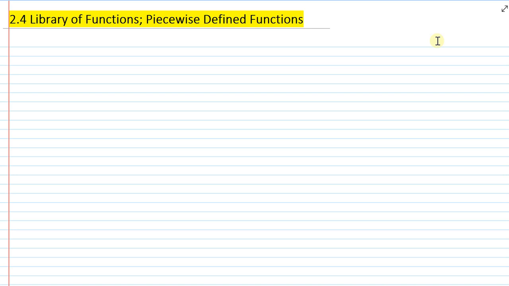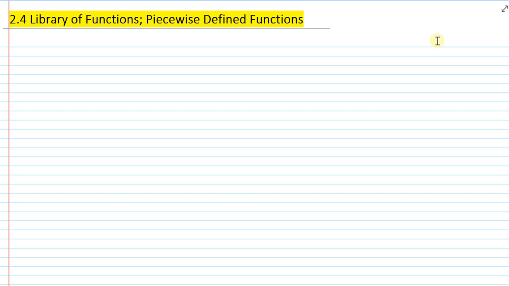Okay. Let's take a look at the library of functions. So what do we mean by library of functions? In this section, we're going to give you some basic functions, some 8 total different functions that we will be working throughout the course with the algebra portion of this course.